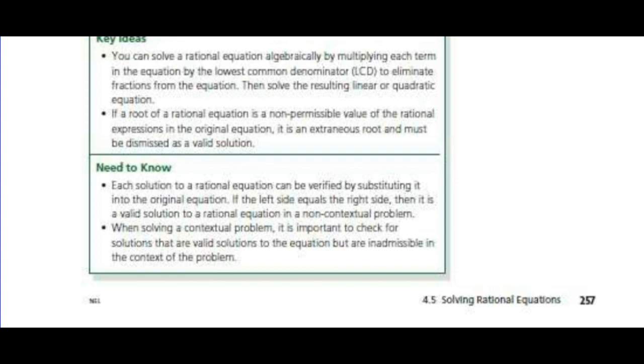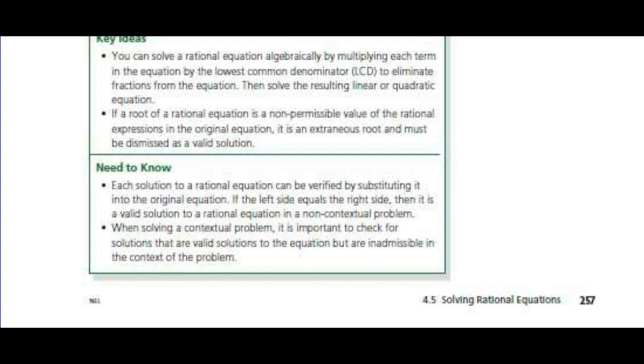Need to know, each solution can be verified by substituting into the original equation. If it's a word problem, go back to the words and just see if the situation makes sense with the numbers you have. Forget about equations. Just think about the situation and take the numbers you have and put that into the situation and try and figure stuff out. Forget about equations and just see if it makes sense. If the left side equals the right side, it's a valid solution.